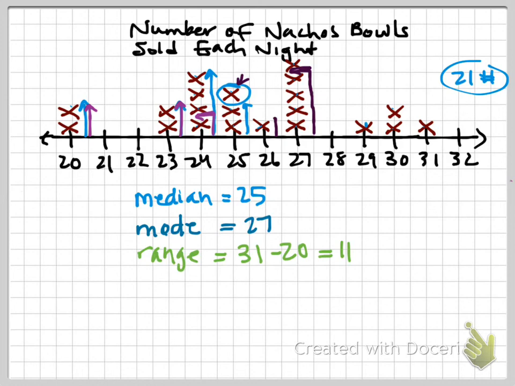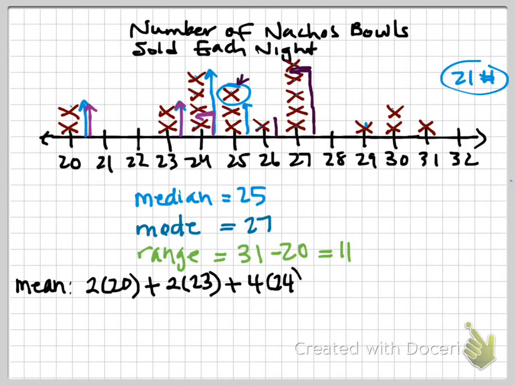Could I figure out mean from a dot plot? Yeah, it's going to be a lot of math, but what I like about it is that the numbers are grouped. So here's how I would go about doing mean. I have 2 numbers that measure 20. I have 2 numbers that measure 23. I have 4 numbers that measure 24. I have 3 numbers that measure 25. I have 1 number that measures 26. I have 5 numbers that measure 27.